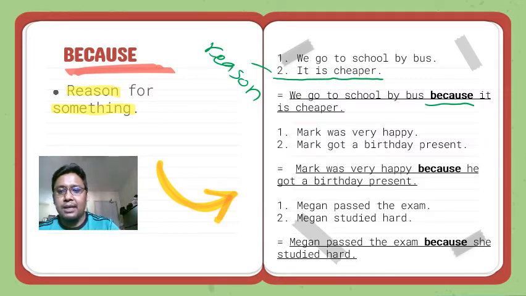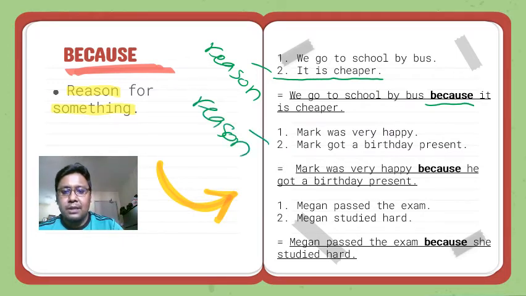example. Okay, Mark was very happy. Why was Mark very happy? Because, the reason is because Mark got a birthday present. So Mark was very happy because he got a birthday present.